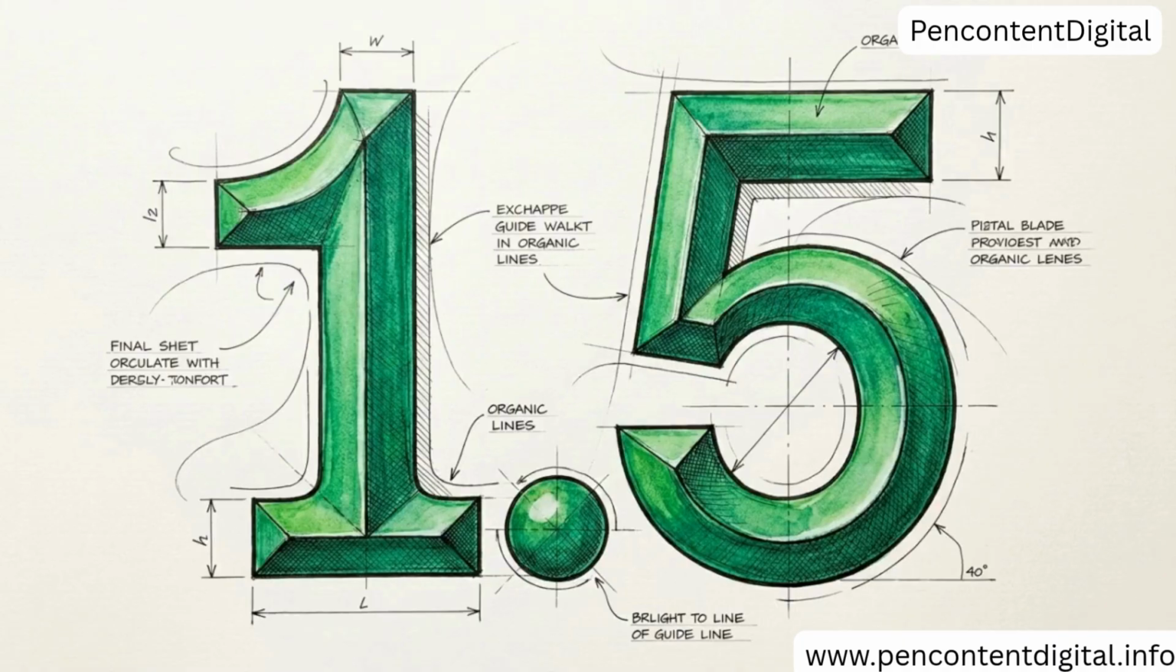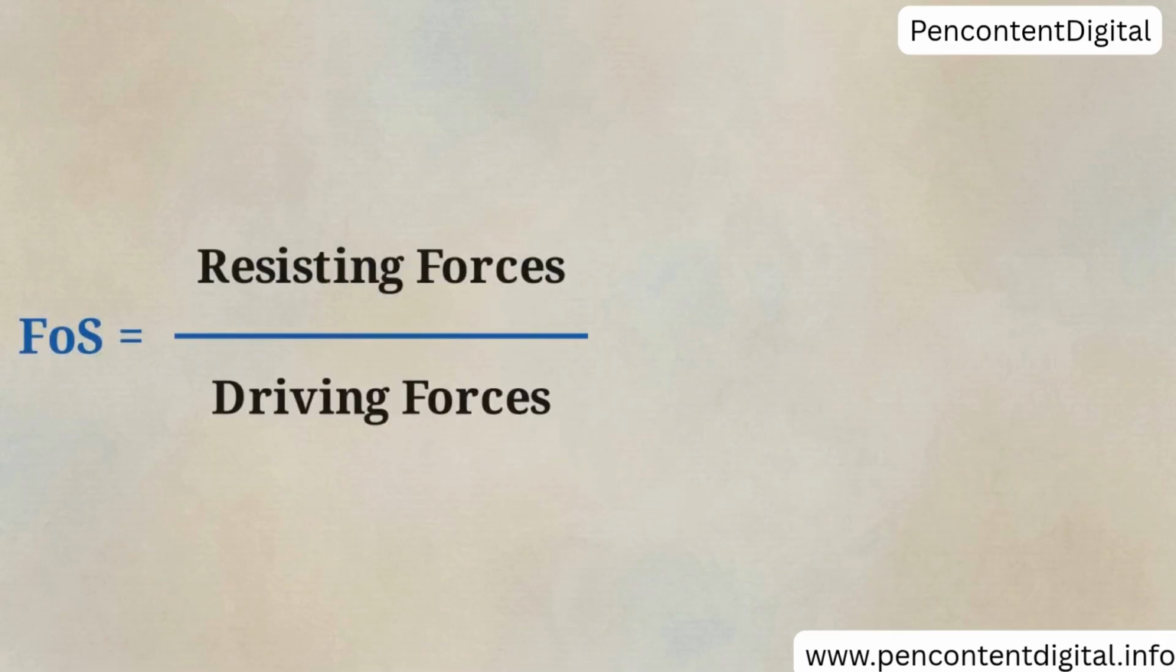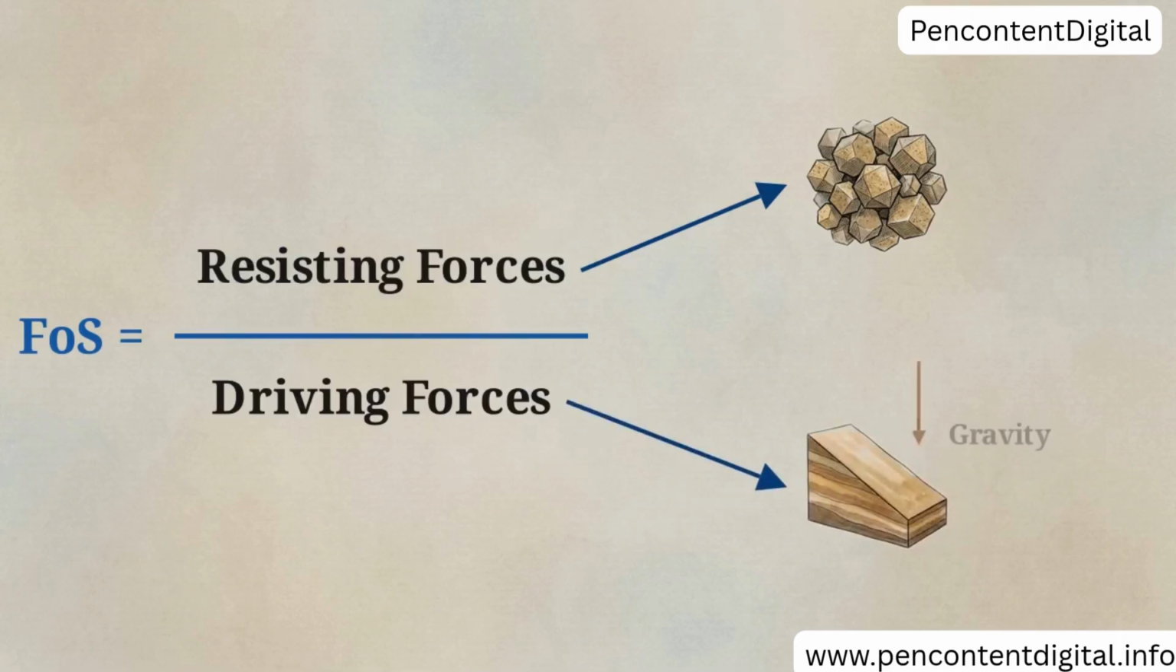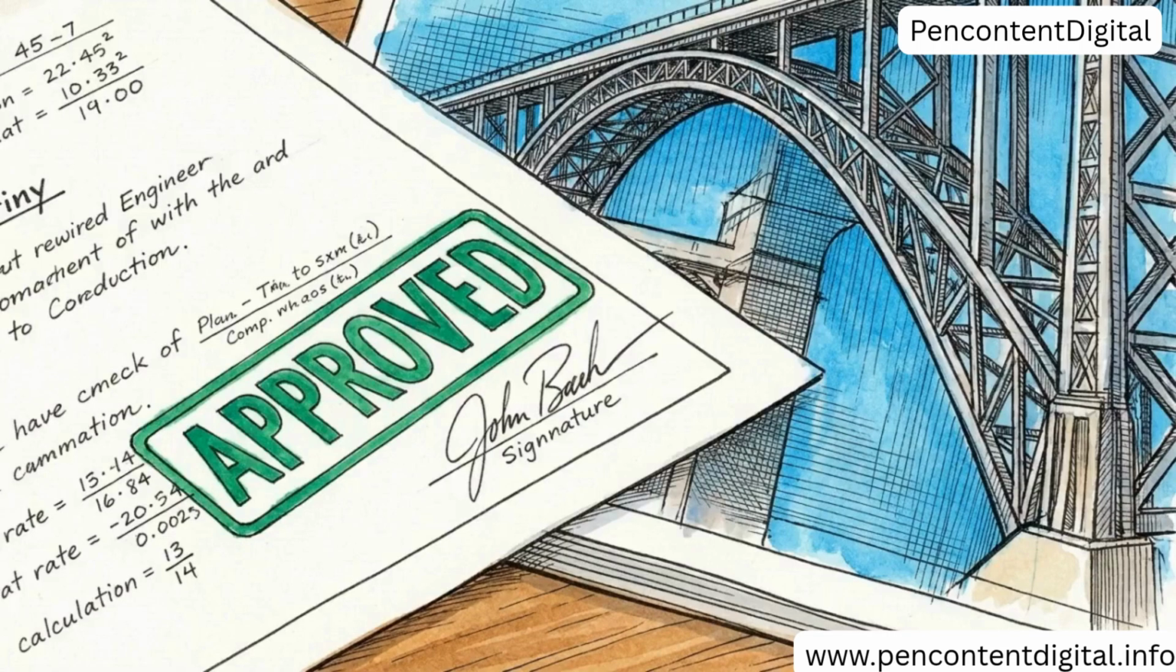Every calculation in this model is designed to produce one central metric, the factor of safety. In physics, the factor of safety is a simple ratio. It divides the resisting forces, the natural shear strength of the Earth, by the driving forces, which include gravity and any external weight pushing down on the slope. It is the definitive binary decision maker that either greenlights or cancels multi-million-dollar infrastructure projects.